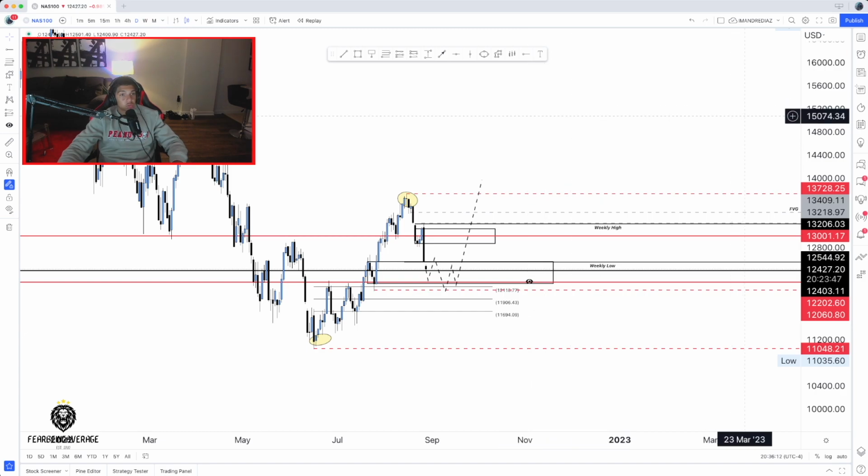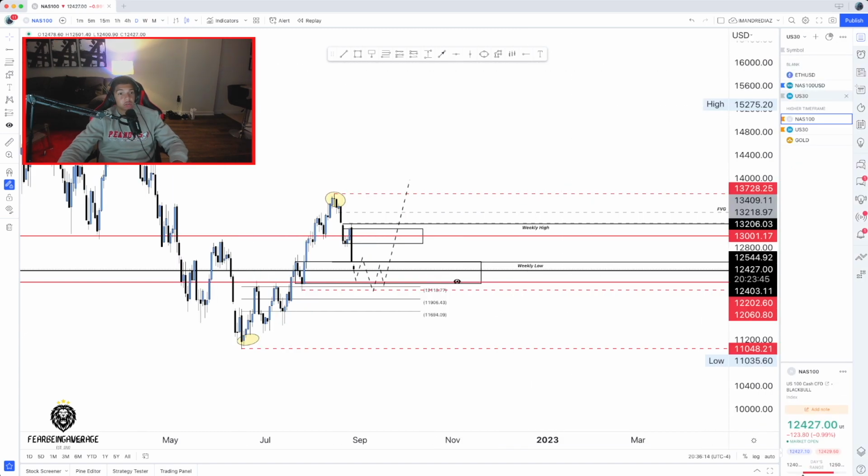That is what I personally think we'll get. But now we're going to go down to the lower time frame and see what we have on intraday.